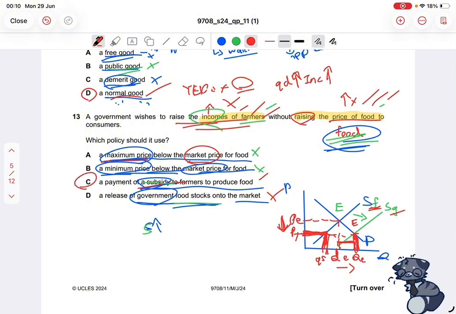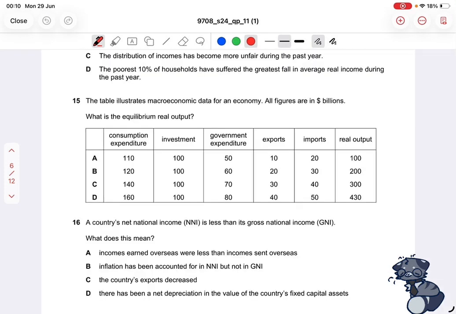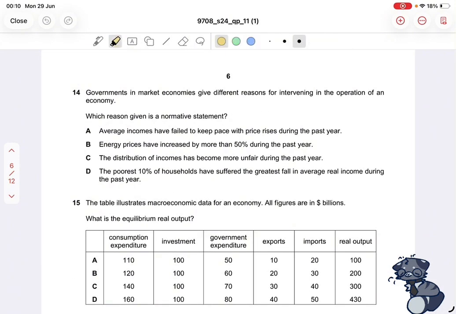Now moving on to question 14, which says governments in market economies give different reasons for intervening in the operation of an economy. What reason gives a normative statement? So what is a normative statement? A normative statement is a statement with value judgment. And value judgment basically means opinion. The opposite of a normative statement is a positive statement, which does not contain any opinions or value judgments.